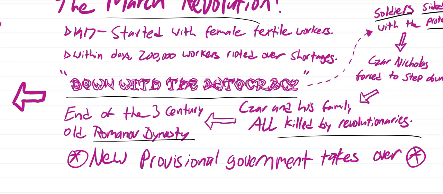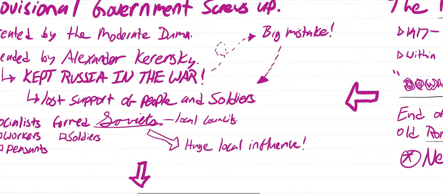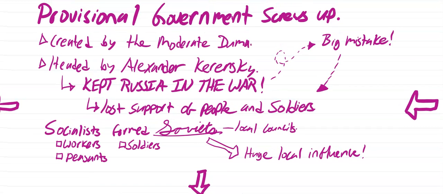All right, so now we're going to have this new provisional or temporary government take over in Russia. But here's the problem. The provisional government screws up. It created the moderate Duma. Moderate in this context means it wasn't super far right conservative, it wasn't super far left liberal, but it was headed by this guy named Alexander Kerensky. Now, the fact that it was moderate was probably a pretty good thing, but the fact that it kept Russia in the war really sealed its fate before it even got going good. It was a big mistake that led Russia to lose the support of people and soldiers.